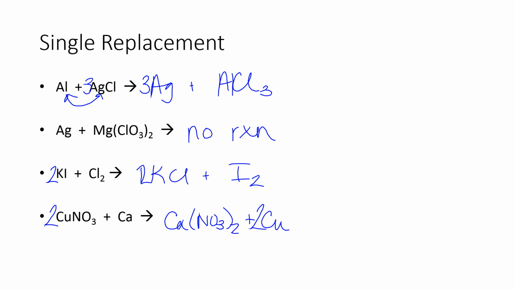Looking at the second one, we have silver and magnesium chlorate. Now, silver is a transition metal, magnesium is a group 2 metal. So silver should not be more reactive, so this can be no reaction.